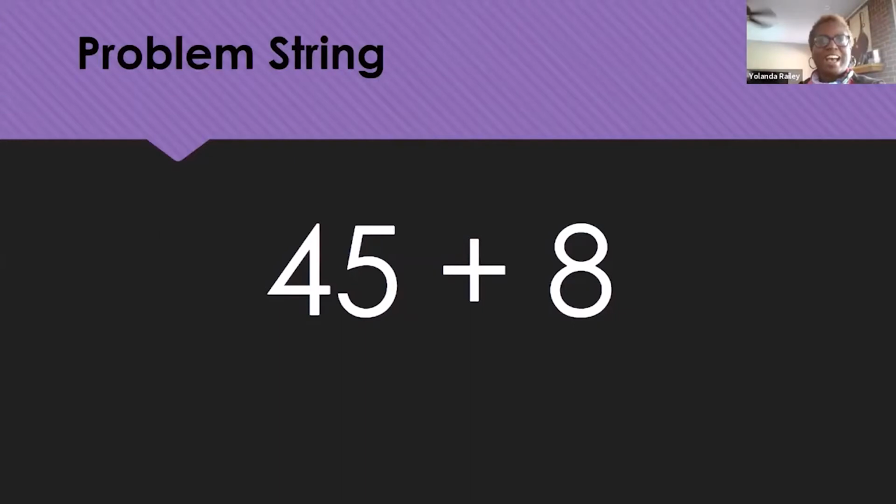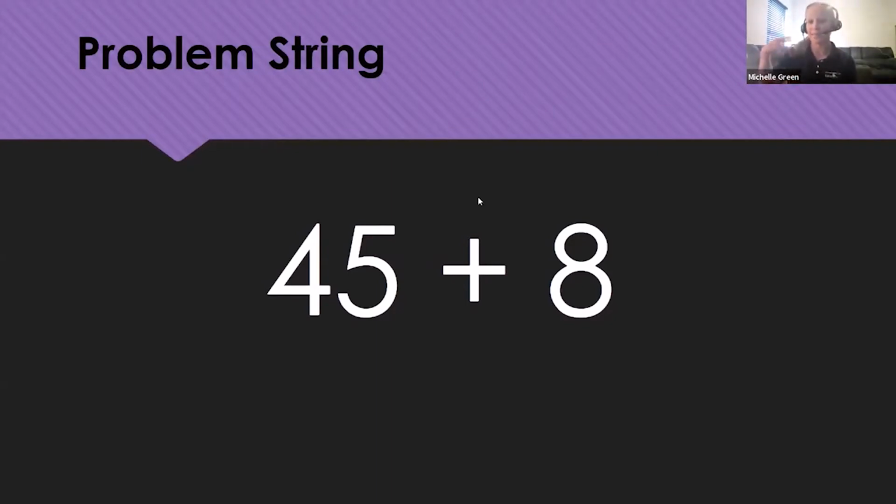Yes, I took the number 8, and I know that 5 plus 3 is 8. So I broke up the number 8. And so then I took 45 plus 5 is 50, plus 3 is 53. Oh, very nice. So you decompose the 8 to be able to help you to get to the answer 53.